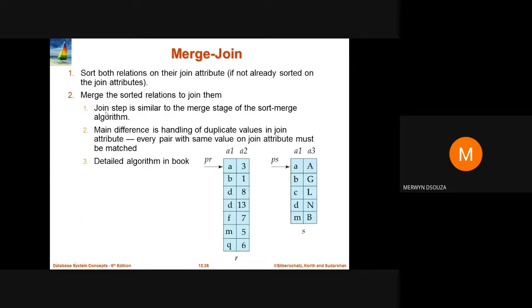First, we apply the join step similar to the merge stage of the sort merge algorithm. Second, the main difference is in the handling of duplicate values. Every pair with the same value on the join attribute must be matched. The detailed algorithm is there in the textbook if you need to refer. Just like I explained the merge join previously, we apply the merge join based on the sorted join condition. These are the two relations and we apply the join.